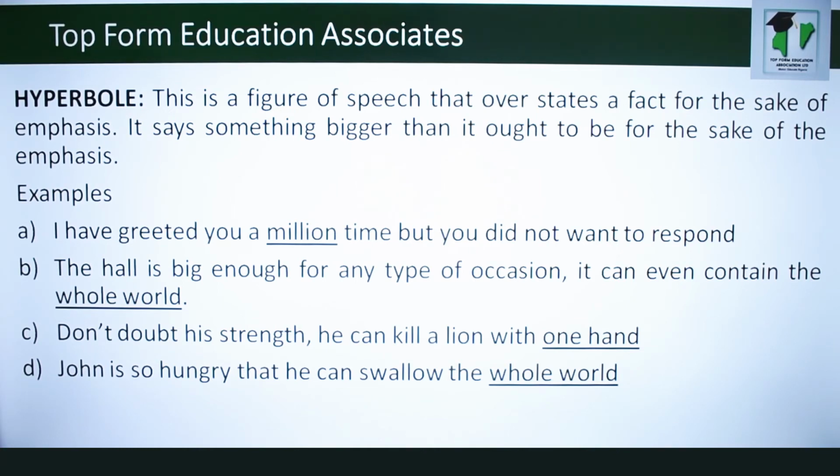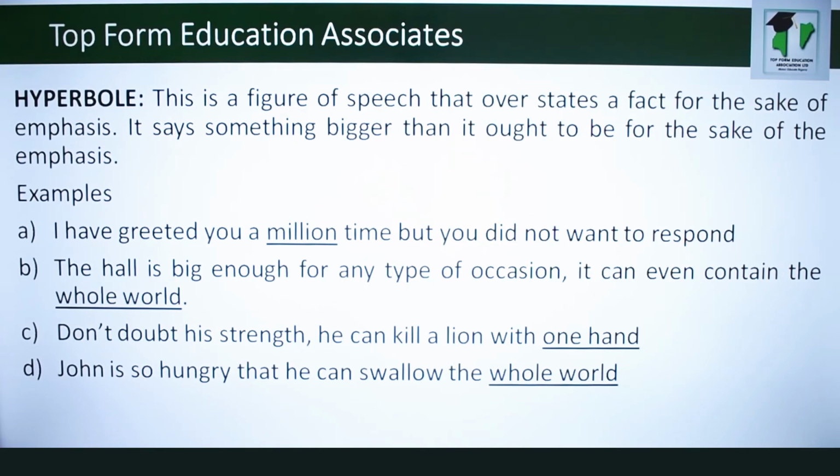Emphasis. The crucial word here is what? For the sake of emphasis. This is a figure of speech that overstates a fact for the sake of emphasis. It says something bigger than it ought to be for the sake of the emphasis. When you over-proportion a particular thing just for the sake of emphasis.